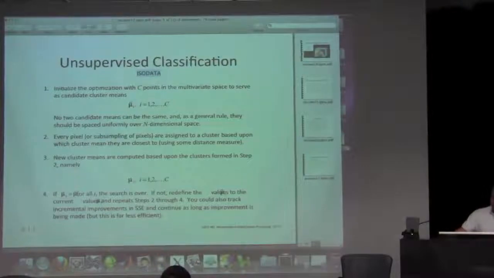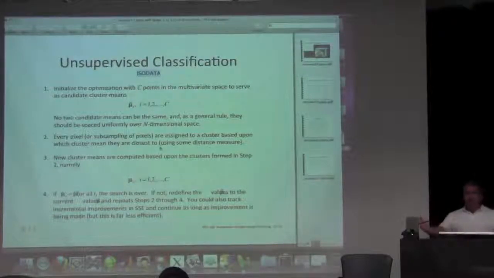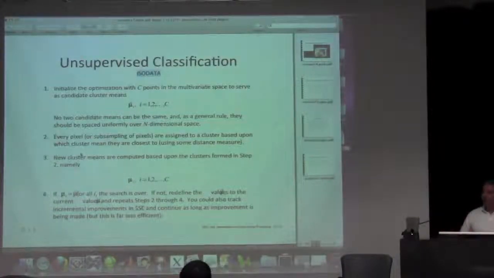Now, what do you do? Every pixel, or some subsampling of pixels, is assigned to the cluster based on which cluster mean they're closest to. So you had C cluster means. You look at all the pixels in your scene and you assign them to the cluster mean they're closest to. Now, once you have those clusters, with pixels assigned to each of the cluster means, you recompute your mean for that cluster. So that's going to shift your mean around. And then you start the whole process over again. You assign all the pixels in a scene to the cluster means they're closest to, and you recompute the cluster means, and you do it again. You keep on doing it until your cluster means no longer change. What does that mean? It may be that none of the pixels are changing class membership anymore.